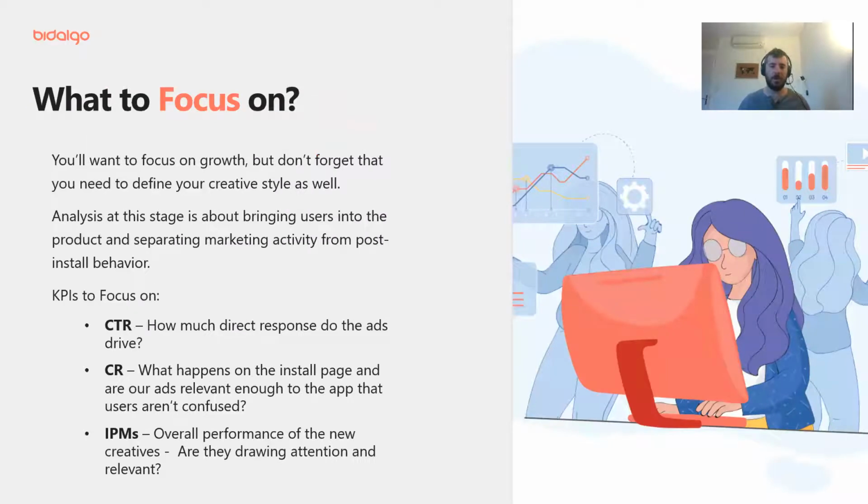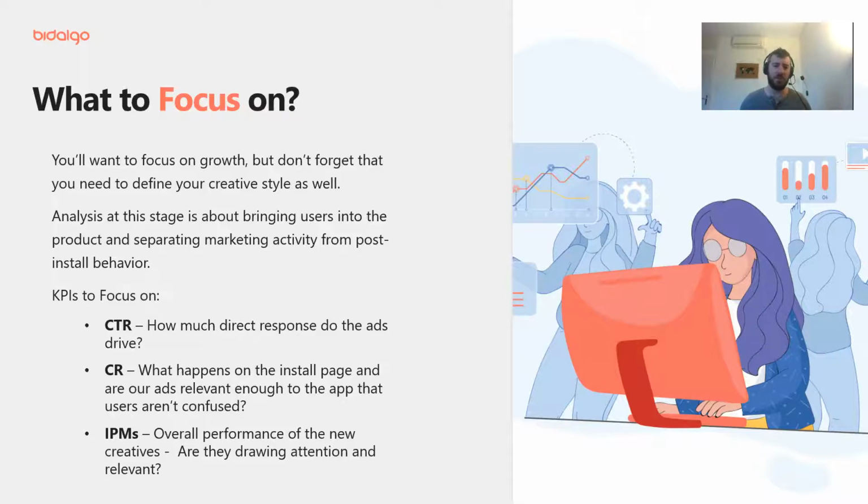Now, in this growth phase, as a younger, less mature app, you're still building your user base, and there are a few main KPIs that we want to focus on. The first is going to be CTR. CTR is how likely users are to click on your ad right away and to get that direct response that you're looking for. However, we really want to be careful because we don't want to be too clickbaity.